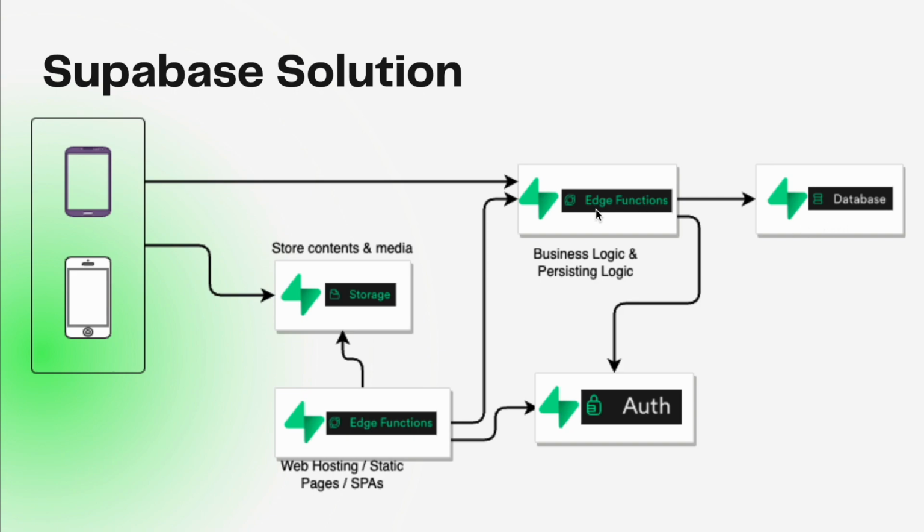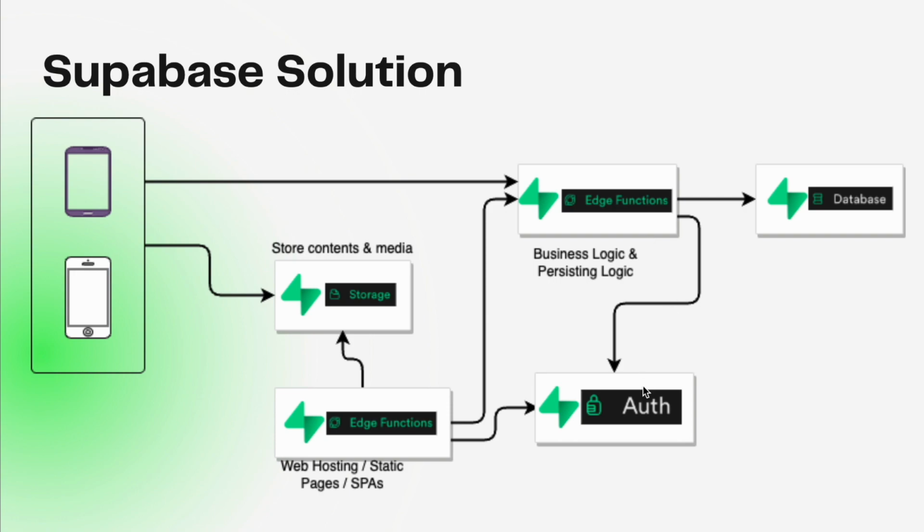Next comes something called edge functions. It is very similar to serverless, wherein all your business logic and the logic to process the data into the database can go in here. So any small piece of code to handle the business logic, you can create it as a function using edge functions, and you can authenticate that using Supabase Auth.